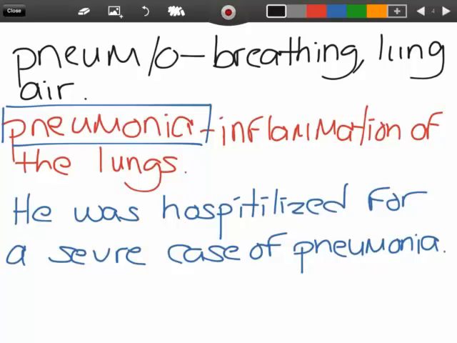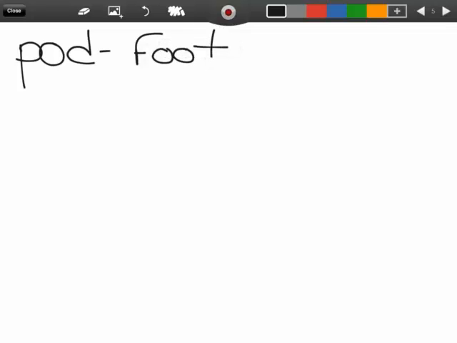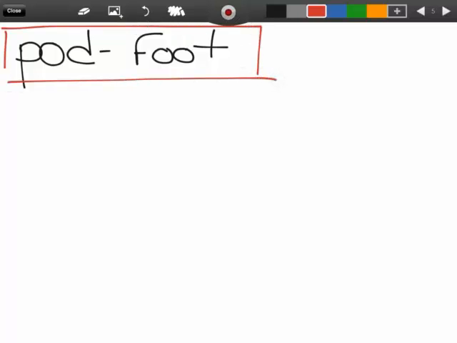Moving on to our next root. This is an important root, so I'm going to underline it after I give you the meaning, and that root is pod, meaning foot. I'm going to put this in a box so you can understand it better.